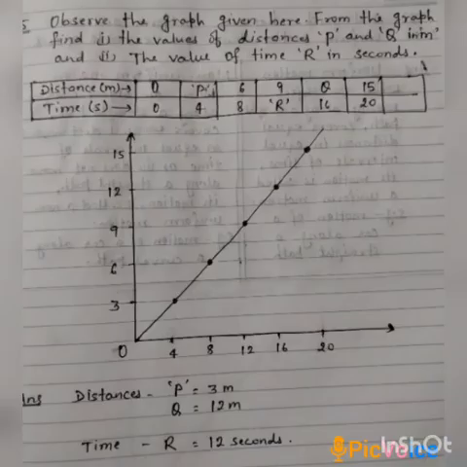In question number 5, a graph is given. From the graph, we have to find the value of distances P and Q in meters and the value of time R in seconds. Now P is the distance at time 4 seconds. At time 4 seconds, the distance covered is 3 meters. So the value of P is 3 meters. Now Q is the distance covered at time 16 seconds. At 16 seconds, the distance covered is 12 meters. So the value of Q is 12 meters.